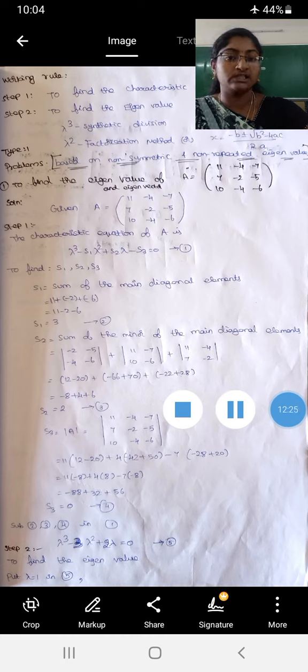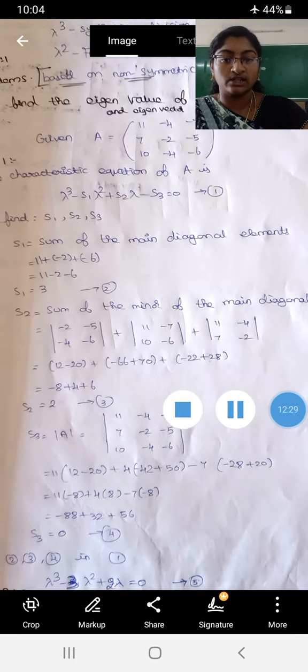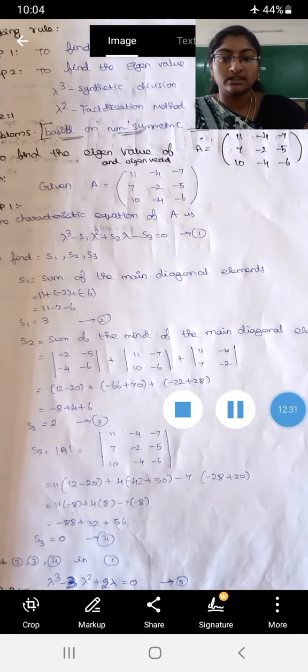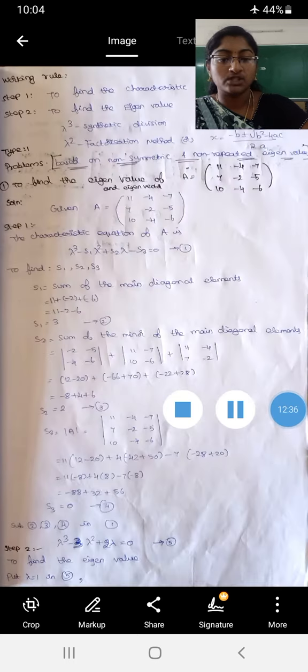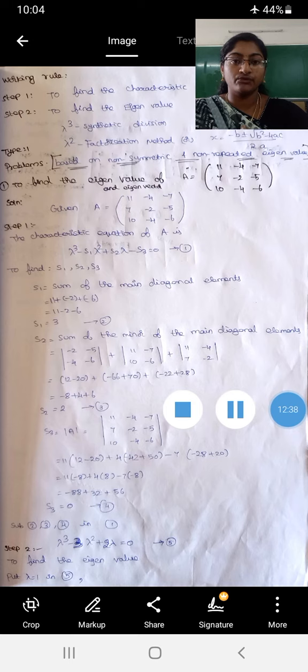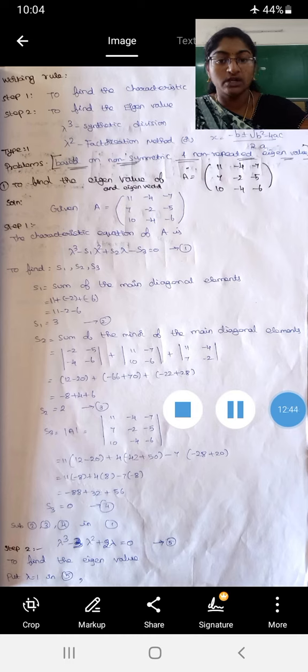Just substitute these three equations in our equation number 1. So we get the value lambda cube minus 3 lambda square plus 2 lambda equal to 0. So mark this as fifth equation. Hence we find the value of characteristic equation. Next in our step 2 we have to find the value of eigenvalue. Put lambda equal to 1 in equation 5.